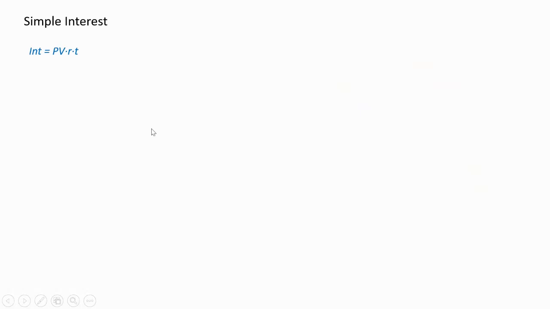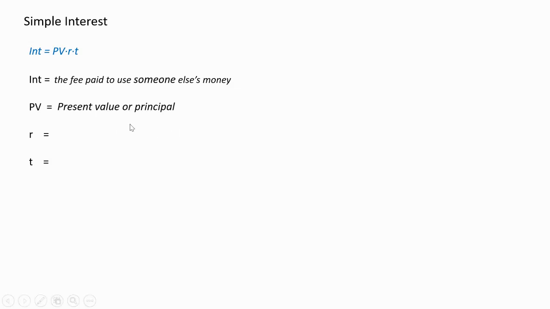This is a formula for simple interest. I believe in the book, it just has an I equals PVRT, but I use INT for interest. Let me tell you what everything is. The interest is a fee paid to use someone else's money. The PV stands for present value or the principal. The R stands for the interest rate, and the key thing here is that it's always in a percent, there's a percent symbol by the coefficient or the number. And time is always in years.